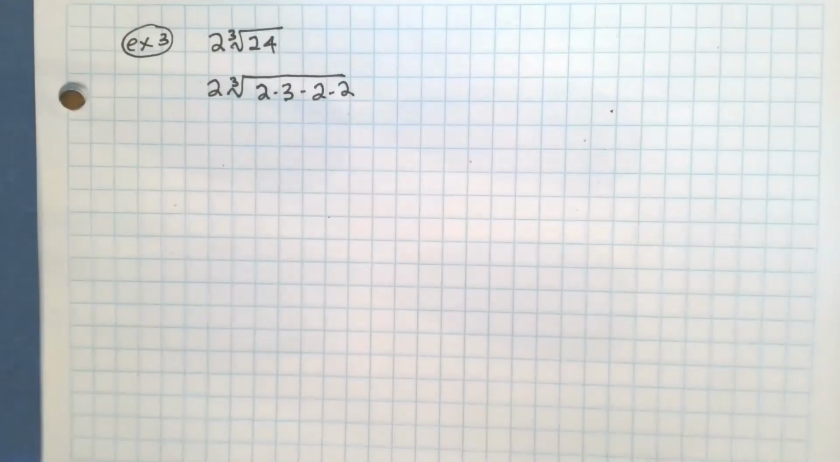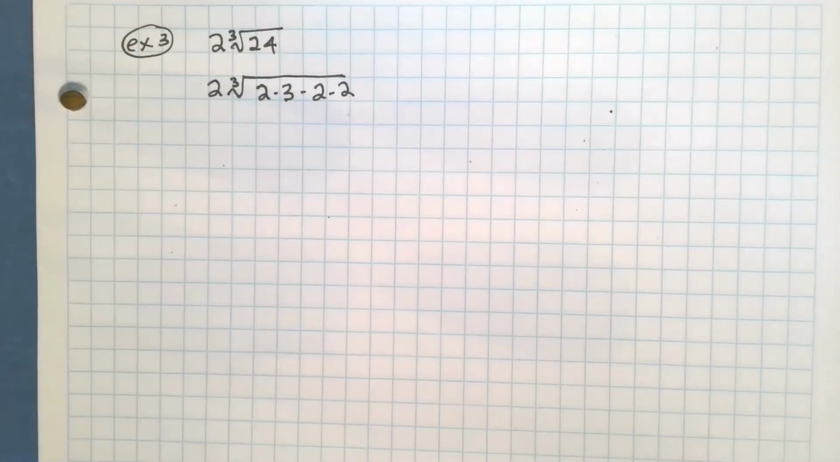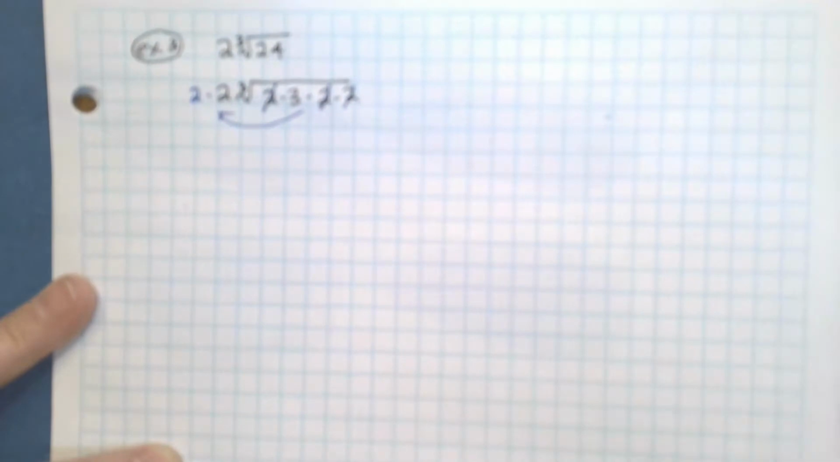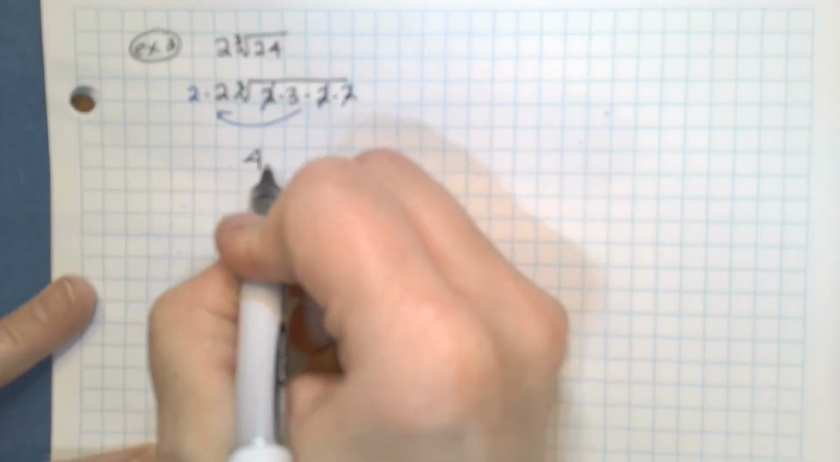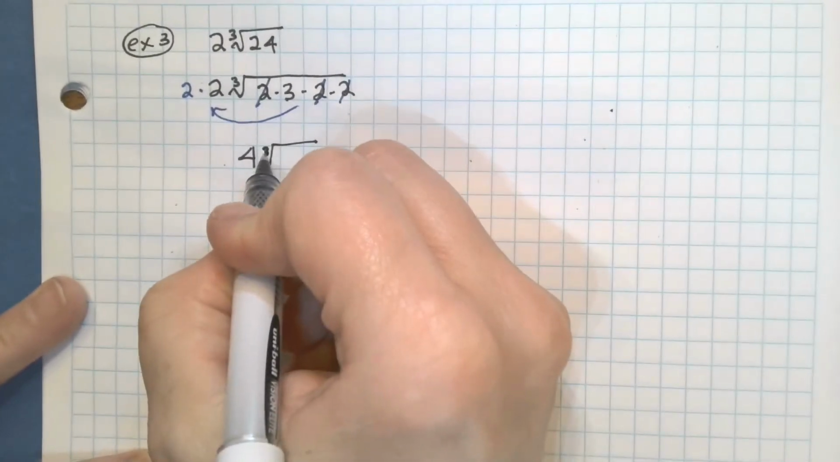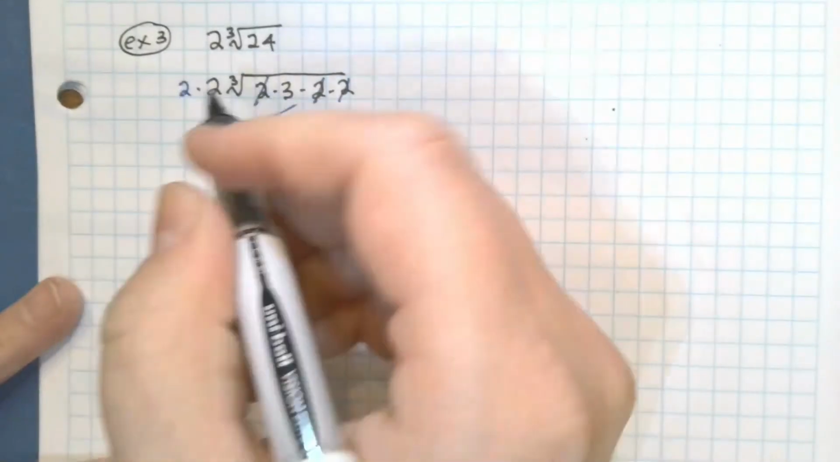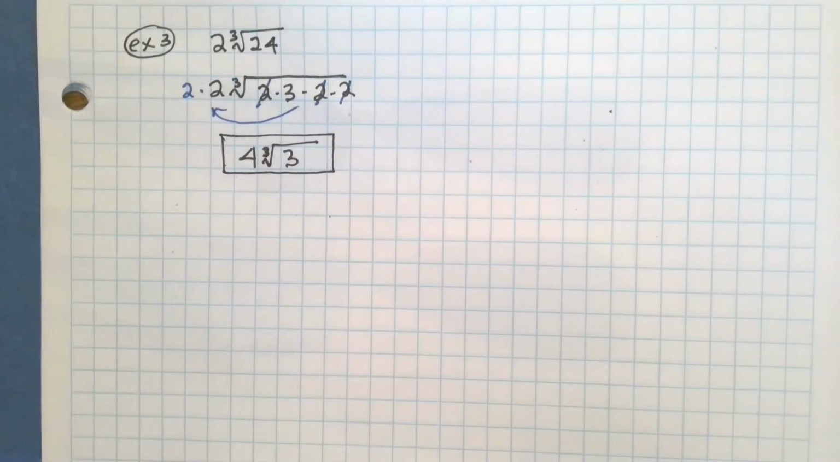Now the difference is when it is an index of 3, or it's a cube root, every 3 factors, 1 comes out. So I have 1, 2, 3 2s, 1 comes out to the front. And that other 3 is stuck inside. So 2 times 2 is 4 for the scalar. Be sure and put the small 3 in there to show it's a cube root. And you have a 3 left over. So 4 cube root 3.